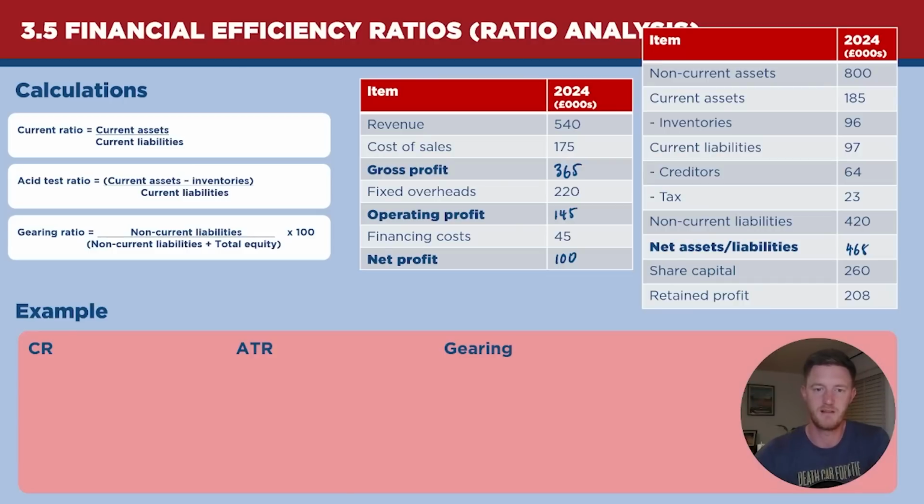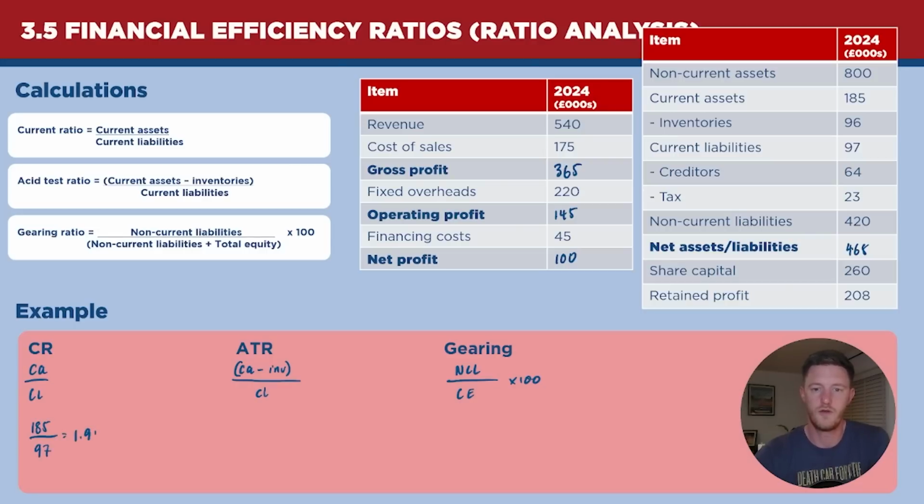So we've got some examples here again. We're using the same tables, but obviously different formula. So give these a try and then press resume when you're ready to have a look at the answers. So current ratio is current assets divided by current liabilities. Asset test ratio is obviously the same minus inventories. And gearing is non-current liabilities divided by capital employed. We're going to use the same capital employed as the previous example.